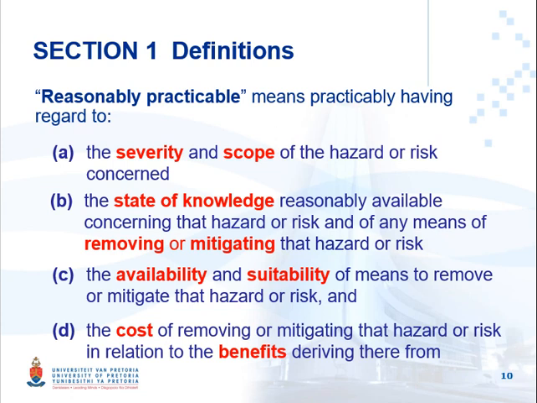Reasonably practicable means that, as you can see here, we are focusing on 4 different areas. With regard to severity and scope, what is reasonably practicable to keep a workshop at home safe is different from what is reasonably practicable to keep a SCOM subsection safe.